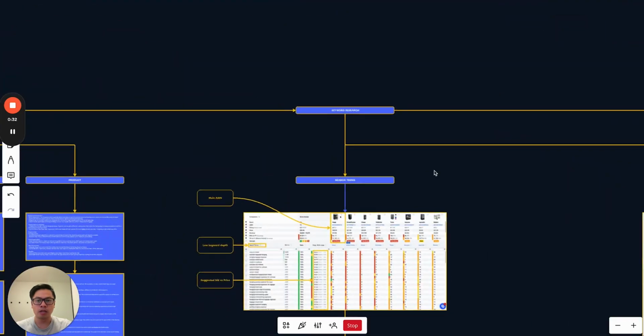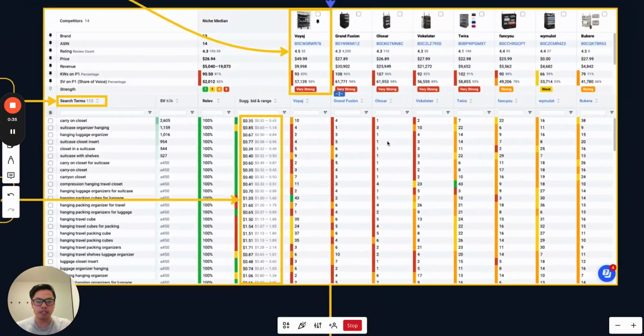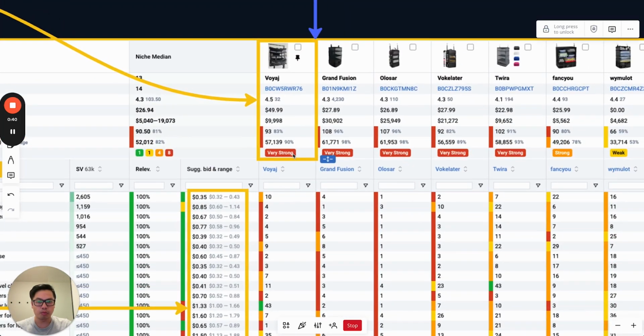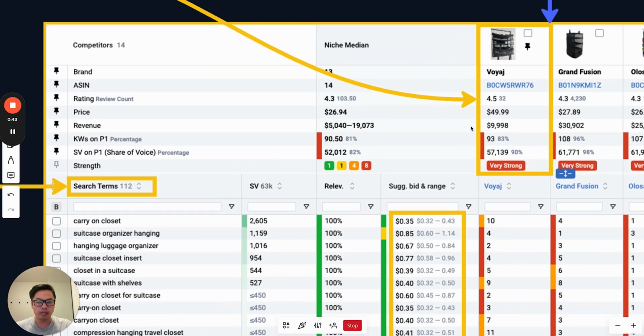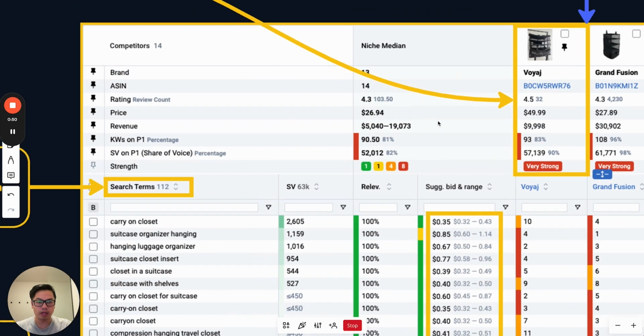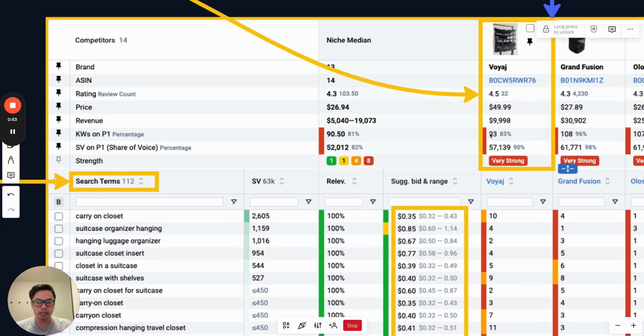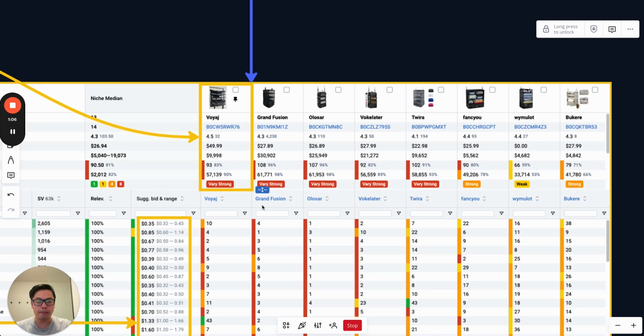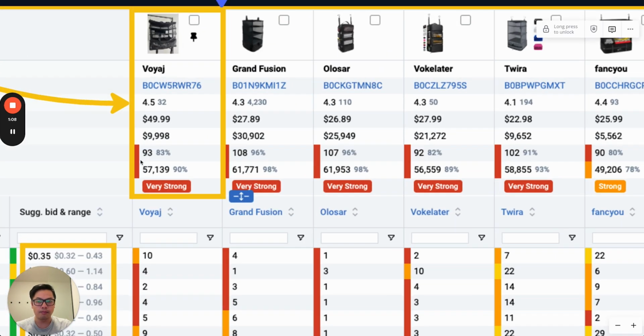So let's jump into the search terms, and this is more or so trying to get a feel for the market. So this is our product right here. Currently at 4.5 stars, priced at $49.99, which I can see is much higher than the rest of the competition. Revenue is roughly around 10,000. Keyword percentage around 83% for all the big keywords, and then the search volume share is 90%. So this product is doing very well compared to the competitors from an SEO standpoint.